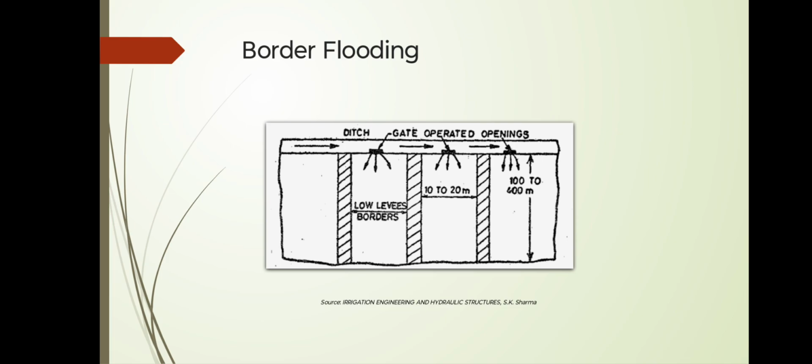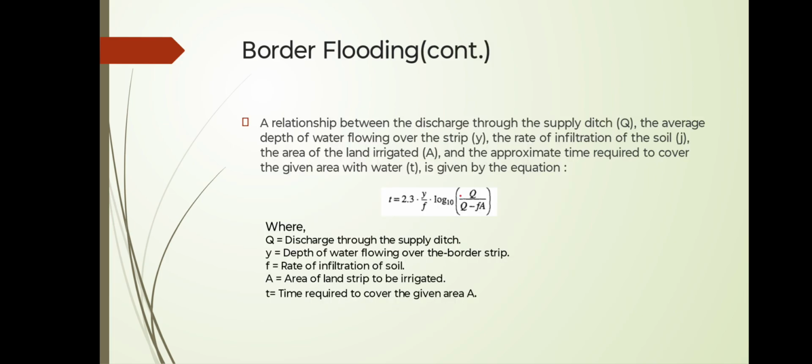The water flows slowly towards the lower end and infiltrates into the soil as it advances. And when the advancing water reaches the lower end of the strip, the supply of water is to be turned off. A relationship between the discharge through the supply ditch, the average depth of water flowing over the strip, the rate of infiltration of the soil, the area of land irrigated, and the approximate time required to cover the given area is given by this equation.